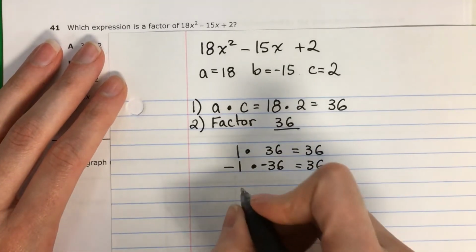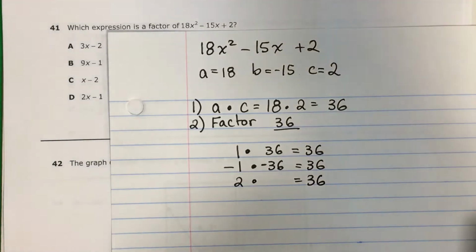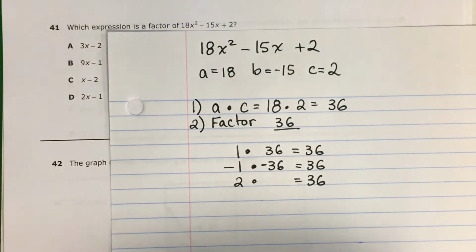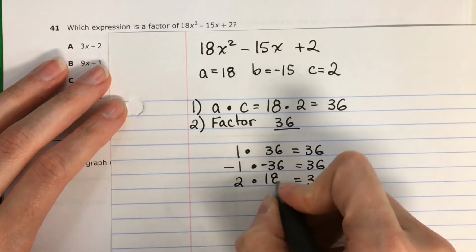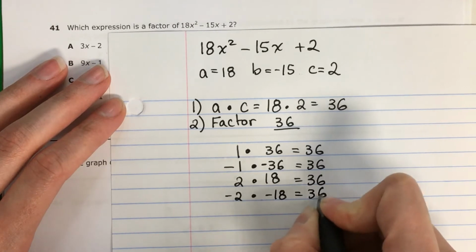After 1 is 2. 2 times what equals 36? Well, put in the calculator. 36 divided by 2, that's 18. So that's 18. And I need to do negative 2 times negative 18 is 36.